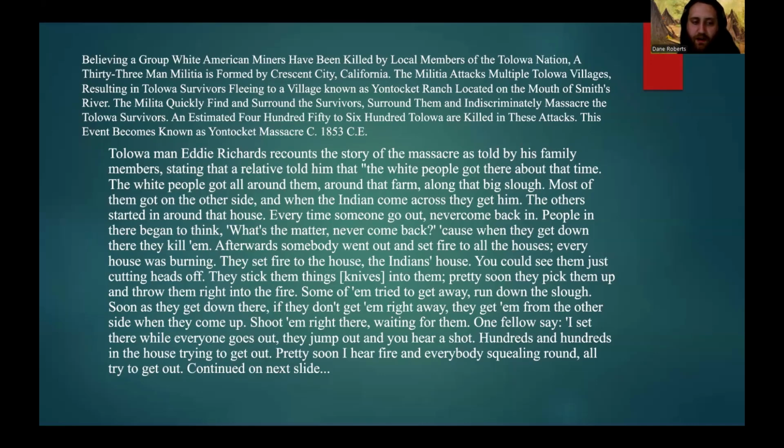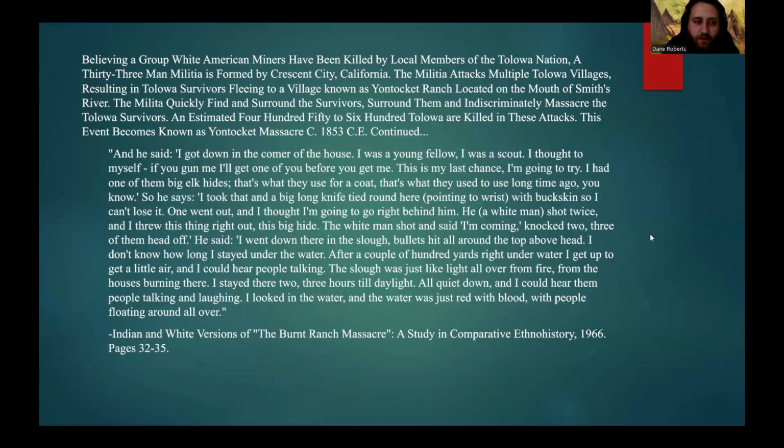One fellow say, I sit there while everyone goes out. They jump out. You hear a shot. Hundreds and hundreds in the house trying to get out. Pretty soon I hear fire and everyone's squealing around, all trying to get out. And he said, I got down in the corner of the house. I was a young fellow. I was a scout. I thought to myself, if you gun me, I'll get one of you before you get me. This is my last chance. I'm going to try. I had one of them big elk hides. That's what they used for a coat a long time ago, you know.